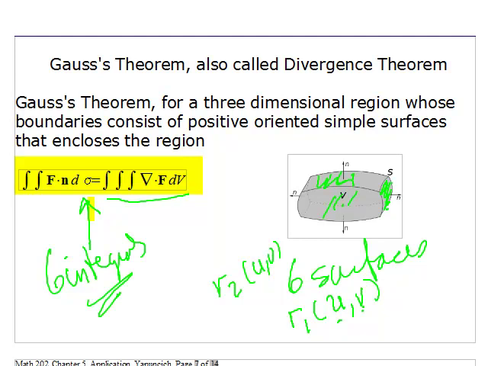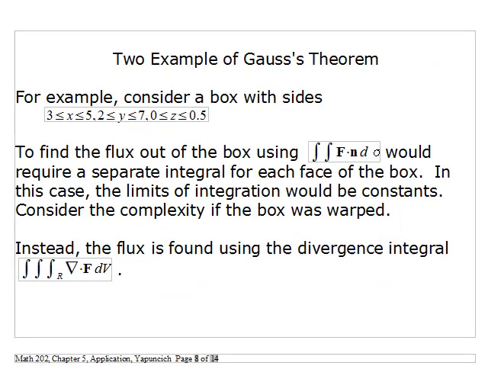On this side, you take the divergence of the function and you integrate over the volume. If the limits are easy, such as they're all independent of each other, that is particularly easy. So let's consider a box. The limits in x are 3 to 5, y 2 to 7, and z 0 to 0.5. So this is just a rectangular box, and this would look similar to the drawing on the previous slide. In order to use the flux integral, you would need to integrate over 6 surfaces. That's in the homework, and obviously you can figure that out. Instead, we're going to use Gauss's theorem using this divergence integral.